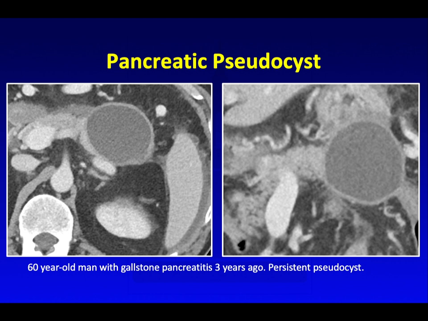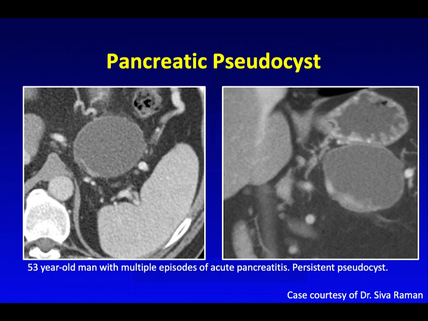This is an example of a patient who had pancreatitis 3 years ago and who still has this persistent fluid collection adjacent to the tail of pancreas with a pancreatic pseudocyst. This is a similar example of a patient who had multiple episodes of acute pancreatitis, and again, you have this persistent peripancreatic fluid collection that's not going away, and that is a pancreatic pseudocyst.